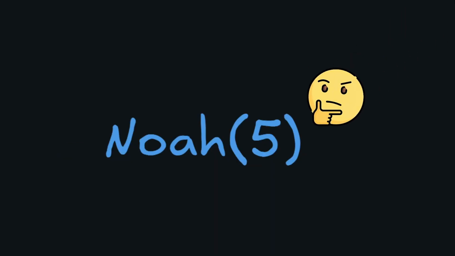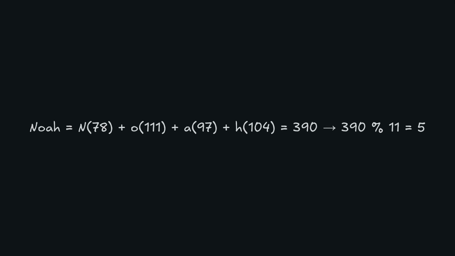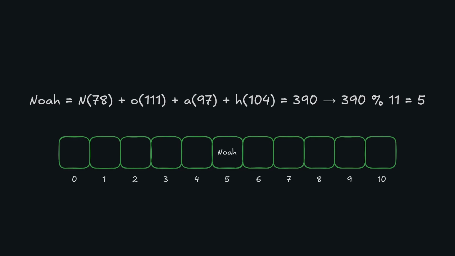But how do you know the correct index for a value? Each index can be calculated from the value itself. For example, take a word, get the ASCII codes of its letters, add them together, then divide by the number of array slots and take the remainder. The remainder gives the index.